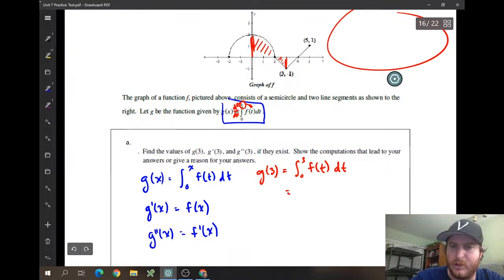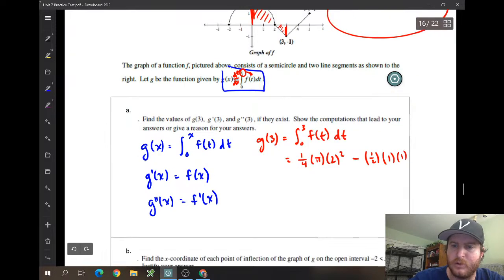So this will be above the axis, 1/4 for the quarter circle, pi times 2 squared, and then minus 1/2 times 1 times 1. And so we will get this answer is equal to pi minus 1/2. And just leave that as your answer.